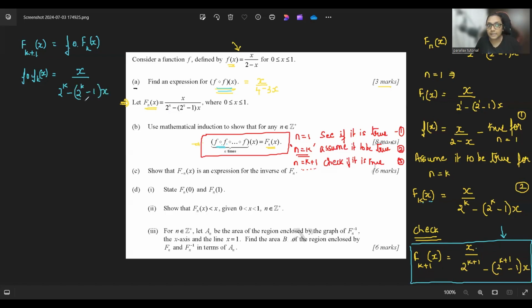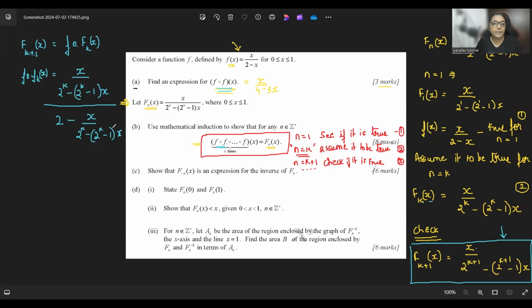So this is your x. It's x by, instead of x, now what's the function? It will be 2 minus x, by 2 to the power k minus 2 to the power k minus 1 x. Take some time to absorb this.